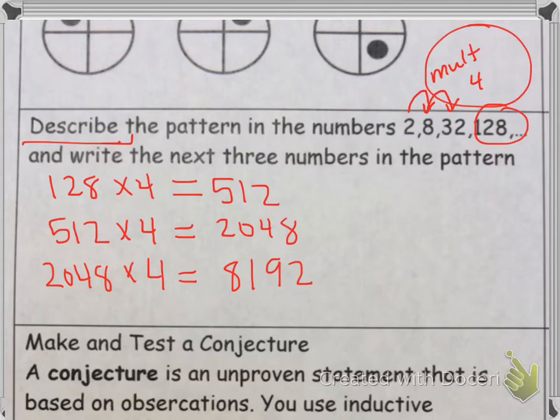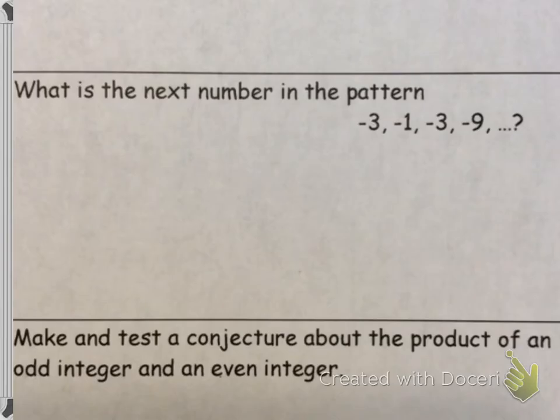All right, let's go to the next problem. What is the next number in the pattern? So first of all, we have to find the pattern. What do I do to get from -3 to -1? What do I do to get from -1 to -3? And then what do I do to get from -3 to -9?